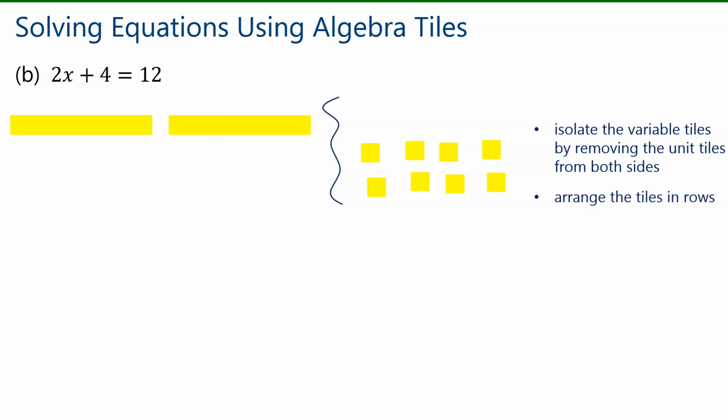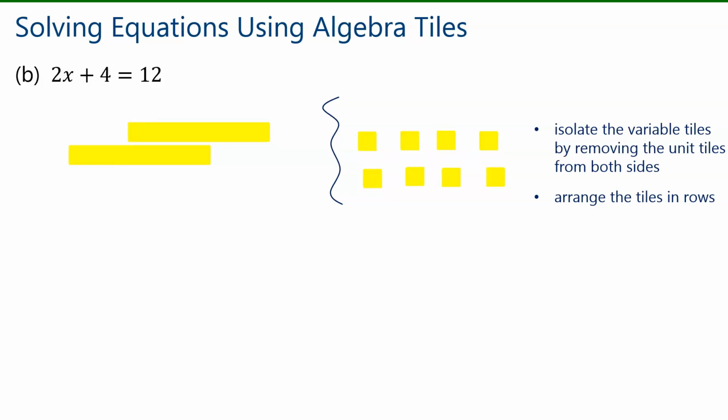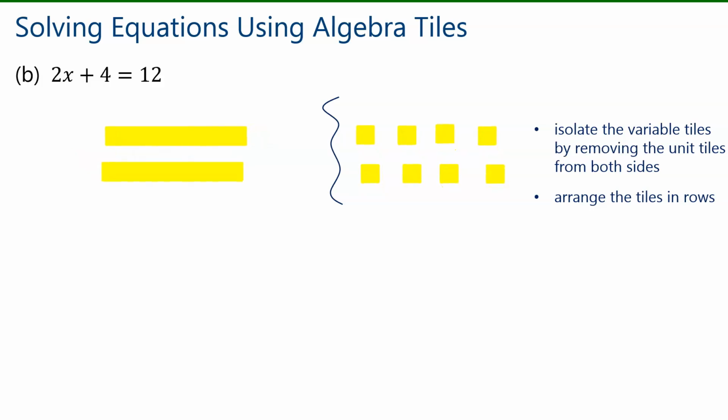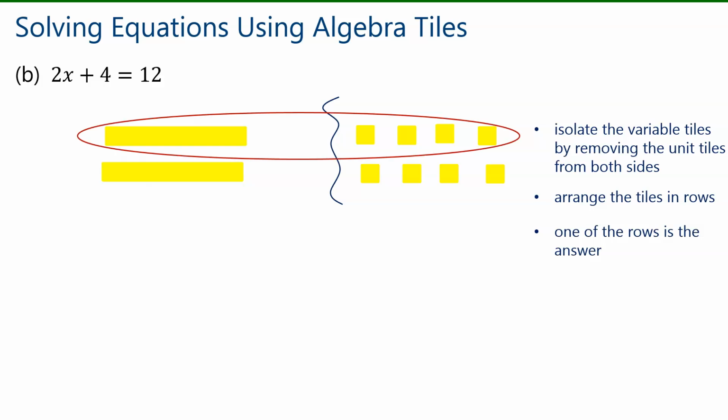Next, we arrange the tiles in rows. So if we do that, we would get this. 2 of the x tiles, and if I arrange the tiles on the right, I'd have 4 in each row. So now one of the rows would be the answer. So we have x equals 4.